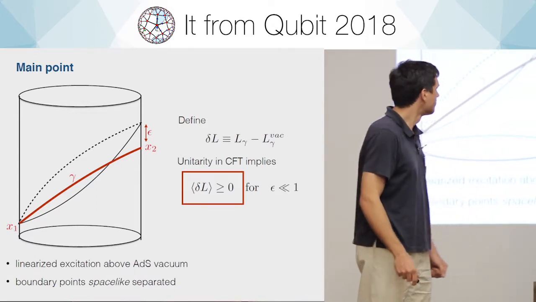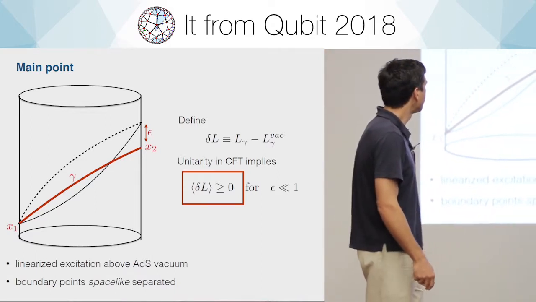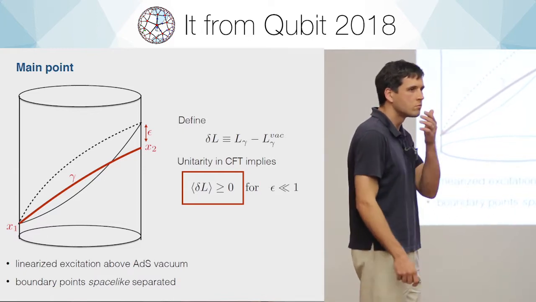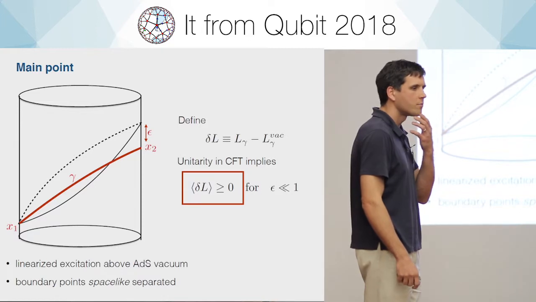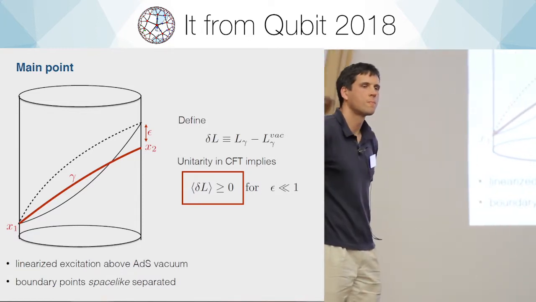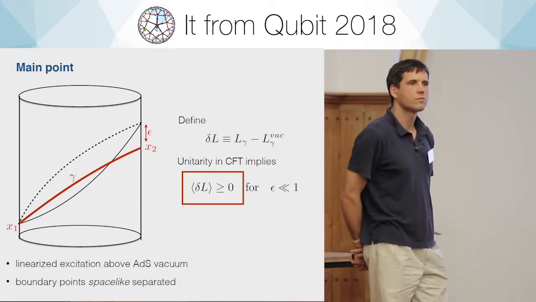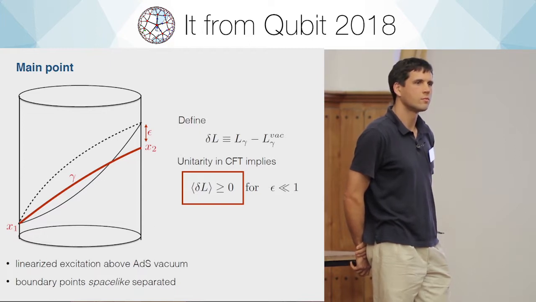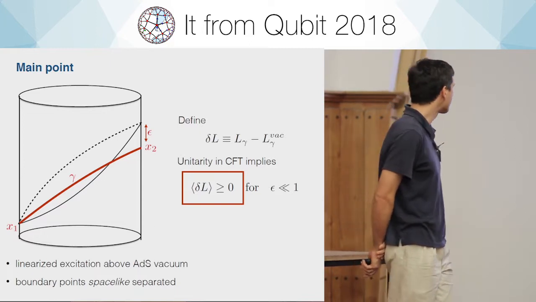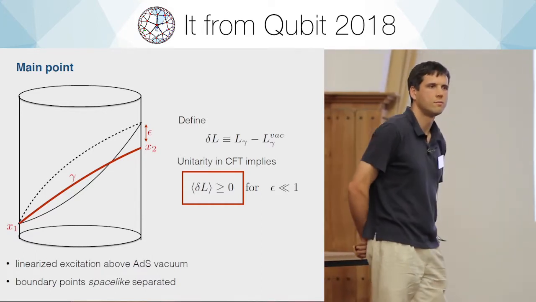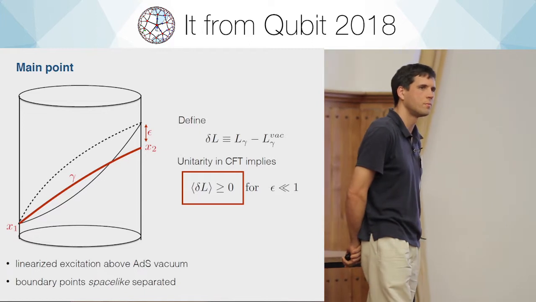Sorry, it's supposed to be a state that's space-like instead of time-like? Yes. Time-like is imaginary, not negative, right? This is space-like. But the idea is that it's a two-point function in some excited state. That's right. It'll be a two-point function in some excited state. Yeah, I'll come to that.